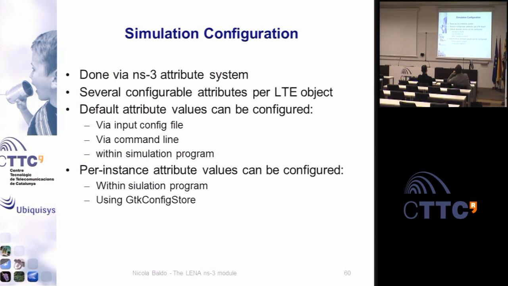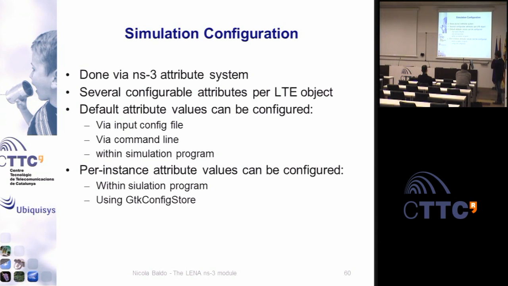If instead you want to change the value but only for a specific instance of an object, then you have to do it either within the simulation program, sorry, there is a typo there, or, for example, using the GTK config store, which is the graphical application that I showed you earlier.